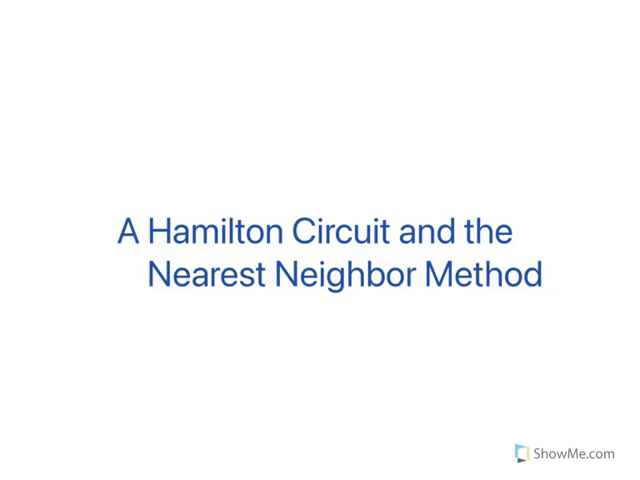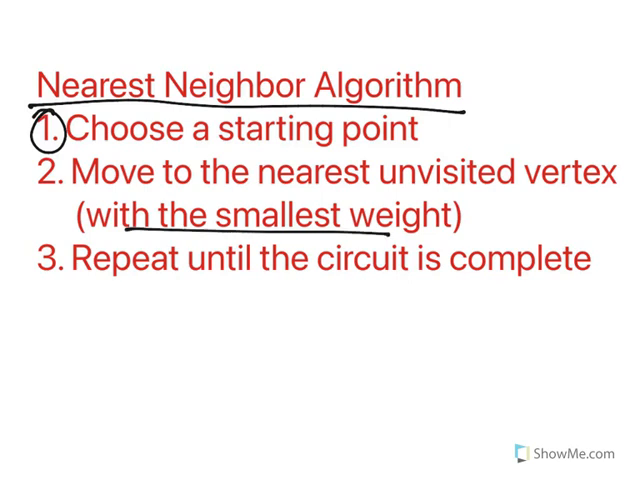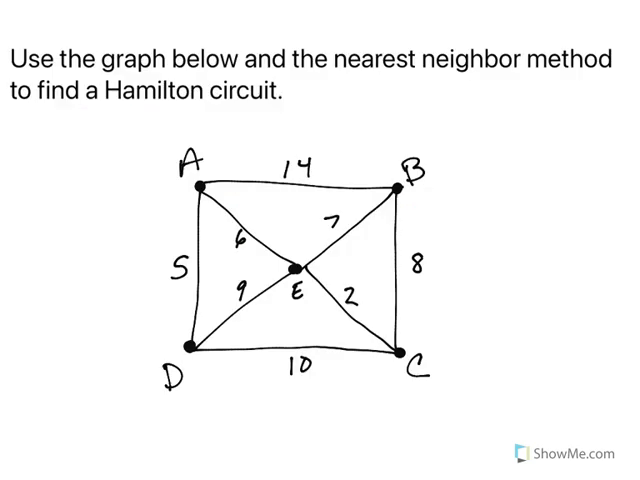Let's talk about a Hamilton circuit and the nearest neighbor method. Now remember that a circuit starts and ends at the same vertex. That's important. In the nearest neighbor algorithm, we start by choosing a starting point. So which vertex are you going to start with? Then we move to the nearest unvisited vertex with the smallest weight, and we repeat until the circuit is complete. But remember, we're not repeating any vertex, and we have to end at the same one we started with.